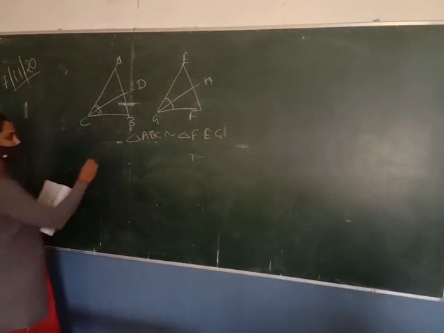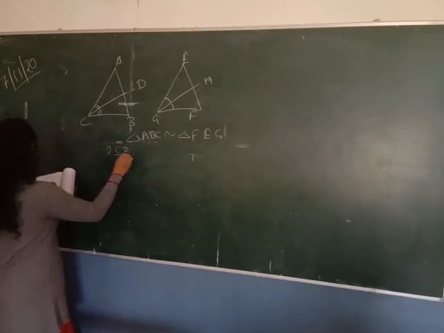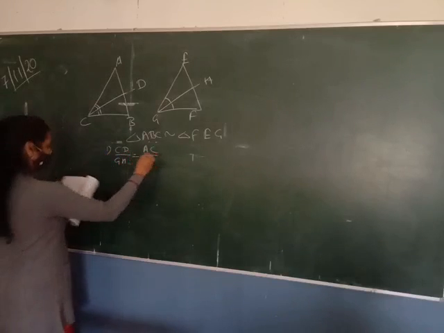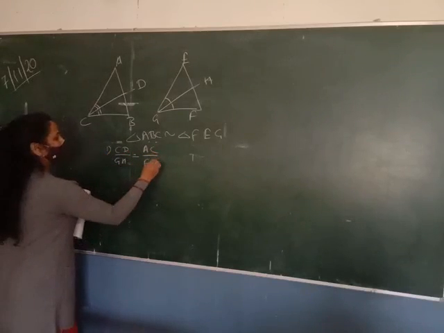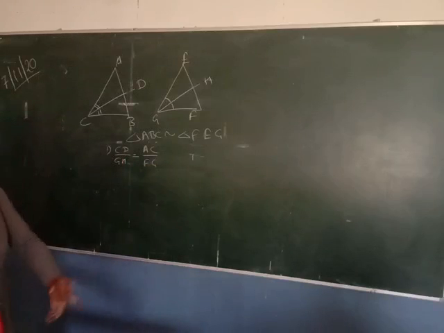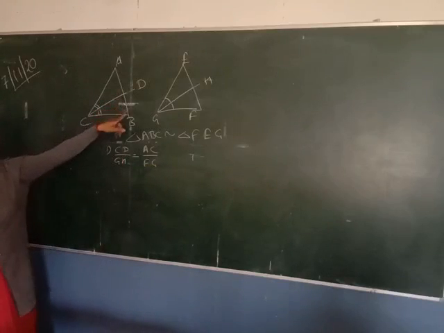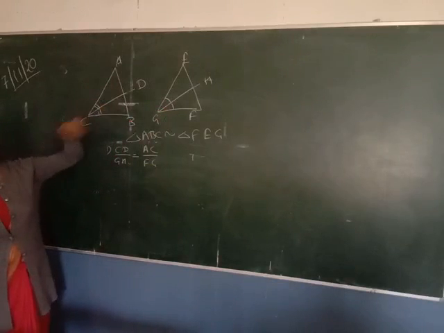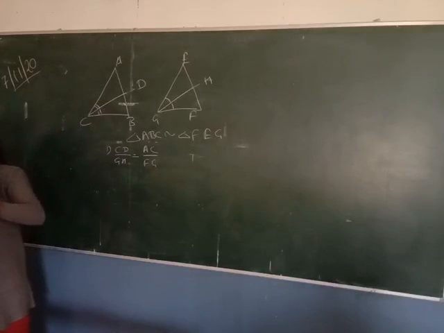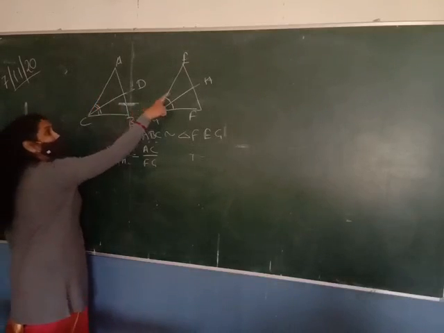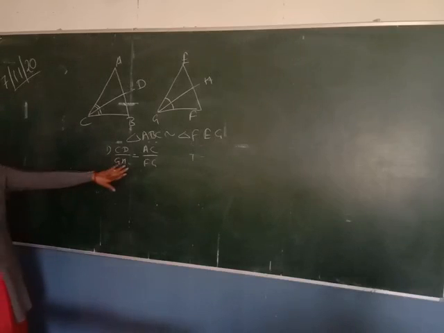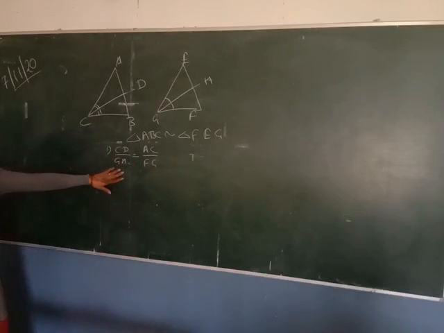Now show that first part is CD upon GH is equal to AC upon FG. If you want the ratio of these two sides, which triangle you have to similar? Which triangle we should similar so that these ratio can be found? We can find.